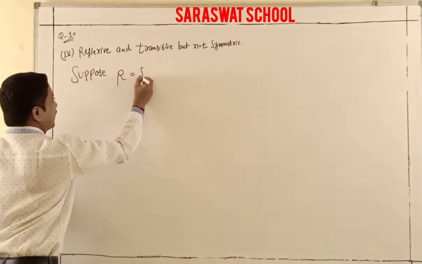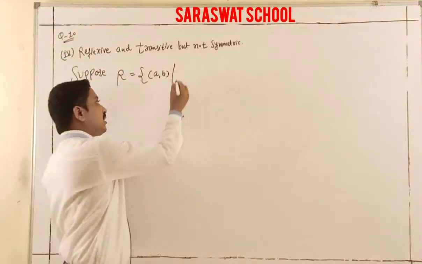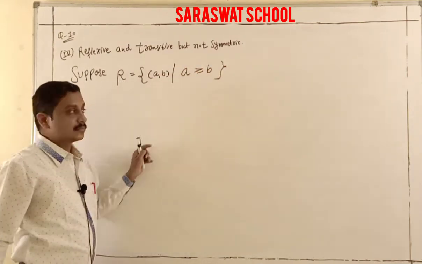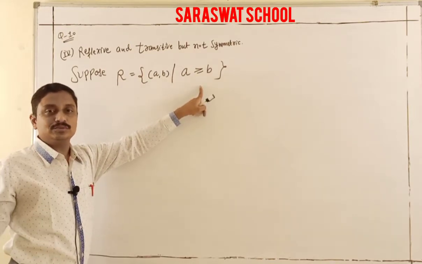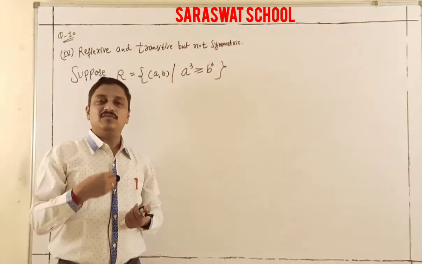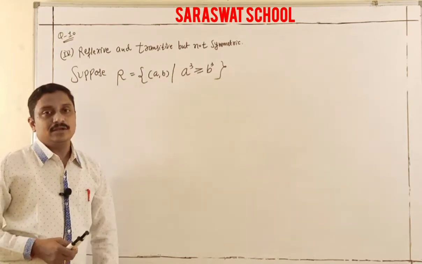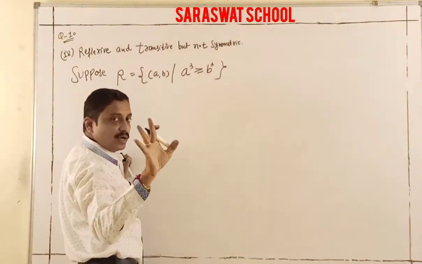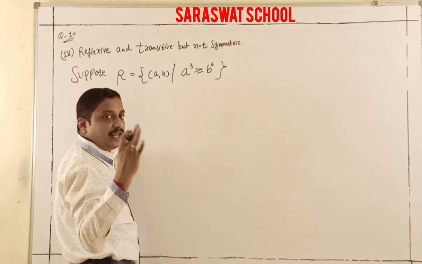R relation: I assume the set of pairs A comma B. For reflexive, definitely utilize equal, greater than or equal. For transitivity, less than is also true. And here write some power, 3 power, 4 power, 2 power, as you like, but make the power and check the values. Here cube, but not every time cube; 4 power is also valid, 5 also valid, 6 also valid, any.